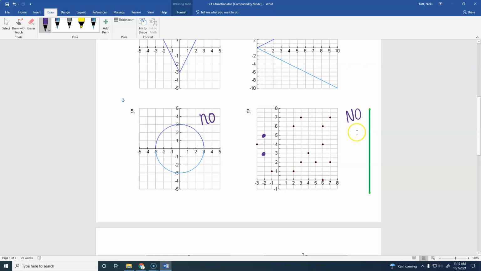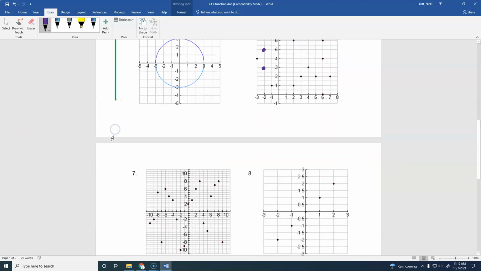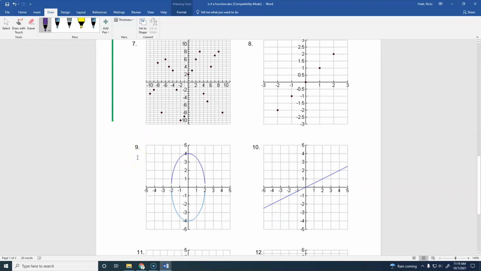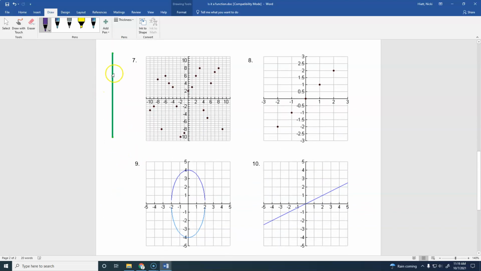There's more. There's 12. All right, so let me scroll down here some so you can see the next 4, 7, 8, 9, and 10. Okay, 7 has a lot of points, so it's going to be hard to see from where you're at. So I'm going to just move the line for you. Yeah, that's a yes. Let's see, let me move it. Here we go. Yeah, there's one.